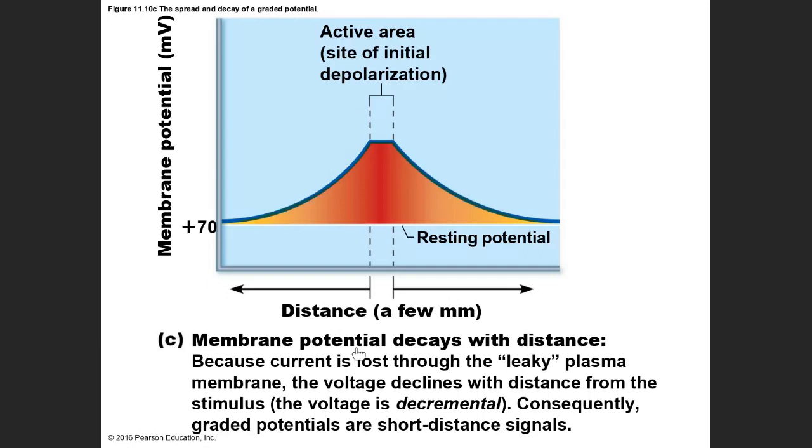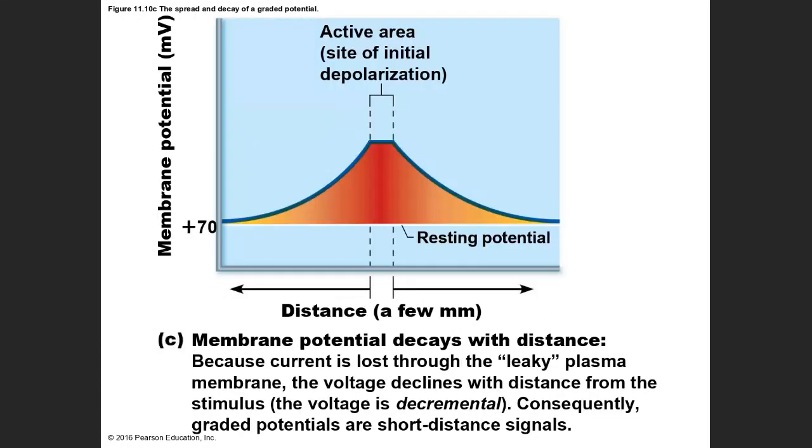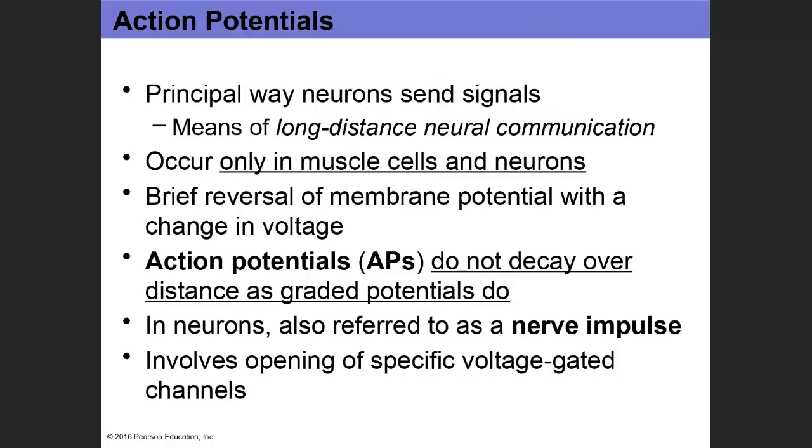Now, what you're going to see is that it dies out. It's not going to last a long distance if it's a graded potential. It will eventually die out. That's how this is shown on a graph here, with membrane potential versus distance. Distance is not going to be long. It's just going to decay out if it is a graded potential.